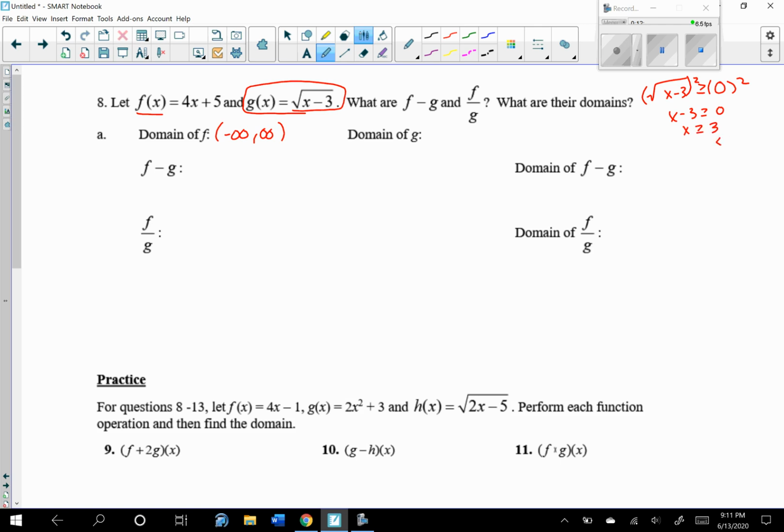So if you need to make a number line, you can. On my number line is 3. It's a closed circle. We have numbers greater than that, which goes to the right. So the domain would be bracket 3 to infinity.